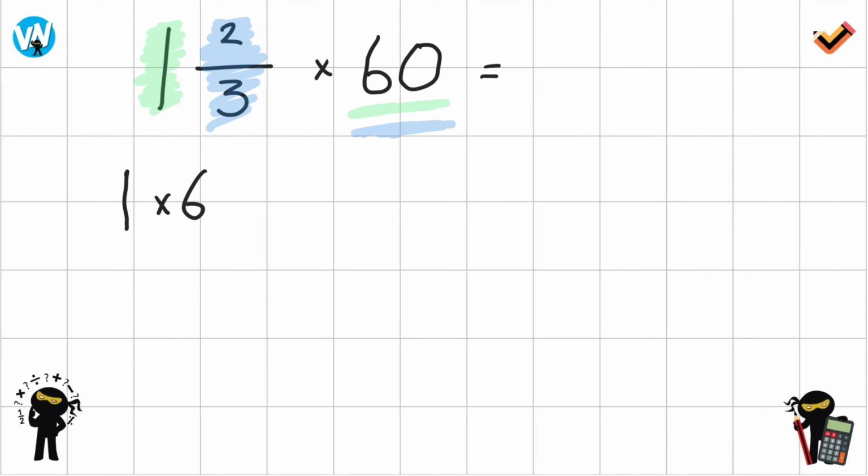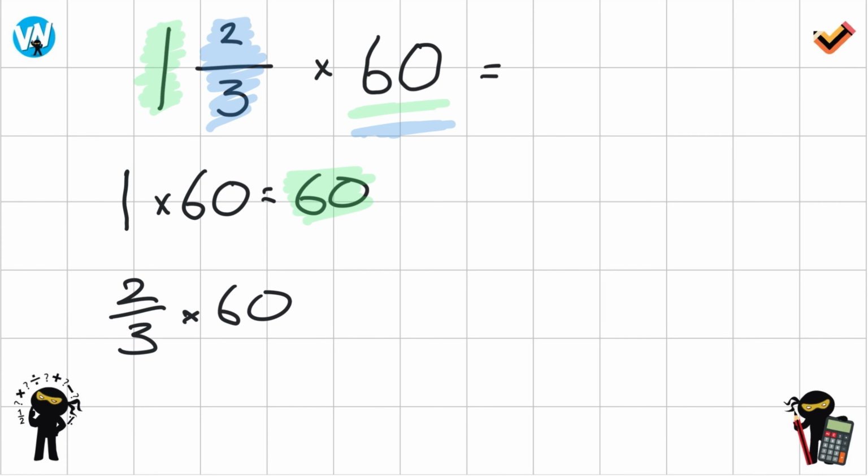So we're going to do 1 times 60 equals 60. So we know that that's there, which is the green part. And then we're going to do the fraction part, which is the part that we've done in the previous part of this video. So we're going to do 2 over 3 times 60, which we know is going to be 120 over 3. And at that point, again, hopefully we can see our known facts in there. We can see the 12, we can see the 3. So it's going to be, how many 3s are in 12? Well, it's 4. So it's going to be 40.